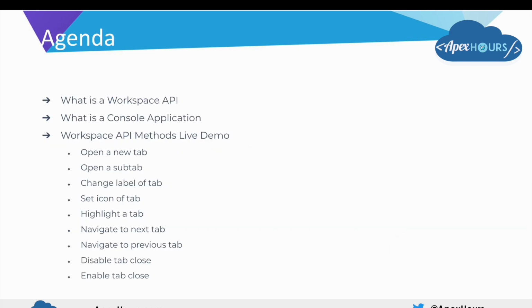So this is going to be the agenda for the day. First, we'll talk about what Lightning Workspace APIs are. As I told you already, this can only be used in the console application. So you should have an understanding of the difference between a normal application and a console application, or how a console application is going to look. So I'll quickly give you an overview of the console application as well.